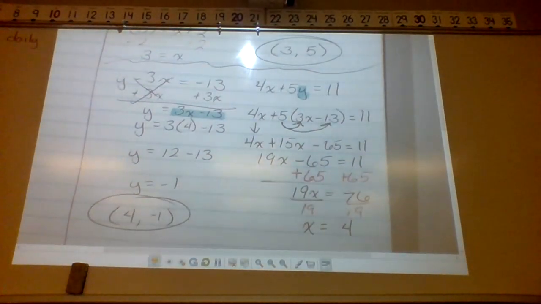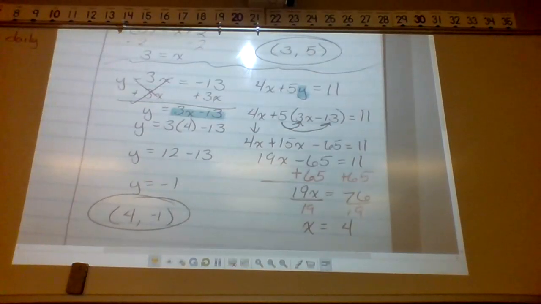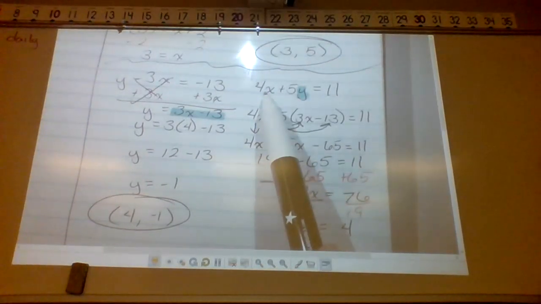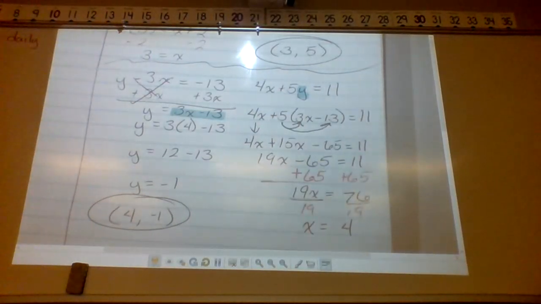There's your solution. If you wanted to check, you would have to plug in up in this original, y is negative 1 minus 3 times 4. So negative 1 minus 3 times 4 is 12. Negative 1 minus 12 is negative 13. Does that work out? Does negative 13 equal negative 13? On this side, 4 times what? 4. 4 times 4 is? 5 times what? Negative 1. 5 times negative 1 is? 16 plus a negative 5 is? Yeah. Does that work out? So you check.